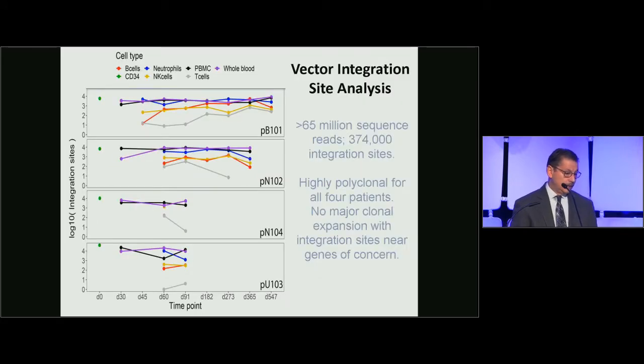And then Rick Bushman's lab has now been doing the vector integration site analysis. What's graphed here is the number of individual distinct integration sites isolated at each of the time points. And you can see that in most of the lineages, the patients have around 10 to the 4th different integrants, so highly polyclonal engraftment. Again, the one line that's lower is the T cells. And so out of the total analysis to this point, 65 million sequence reads identified 374,000 unique integration sites. And the pattern is highly polyclonal in all 4 patients with no major clonal expansions, with integrations of genes near genes of concern.